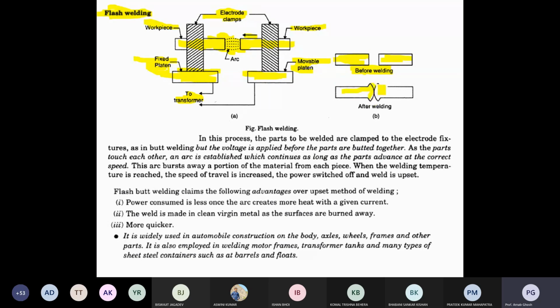So how will the heat be produced? Due to the arcing effect. An arc or flashing will be developed, so it is called flash welding. You can understand this simply from the diagram.